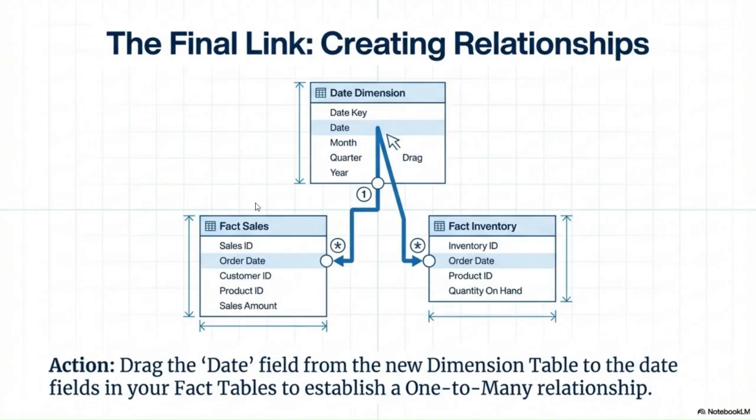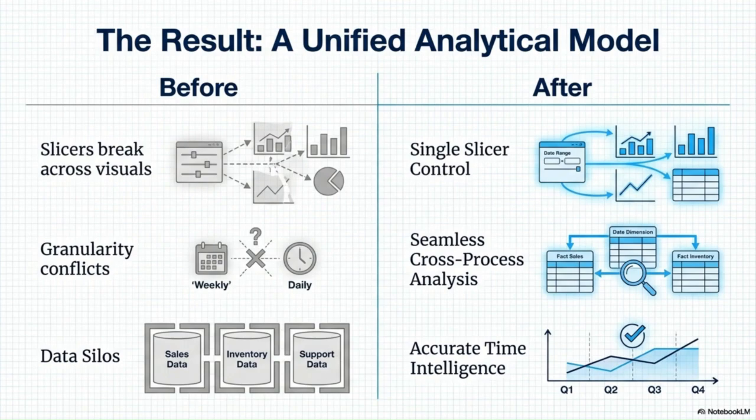Next, we connect the date table to the fact tables. The date field becomes the key link between sales, inventory and other data sets. This establishes a one-to-many relationship, the foundation of analytical modeling.